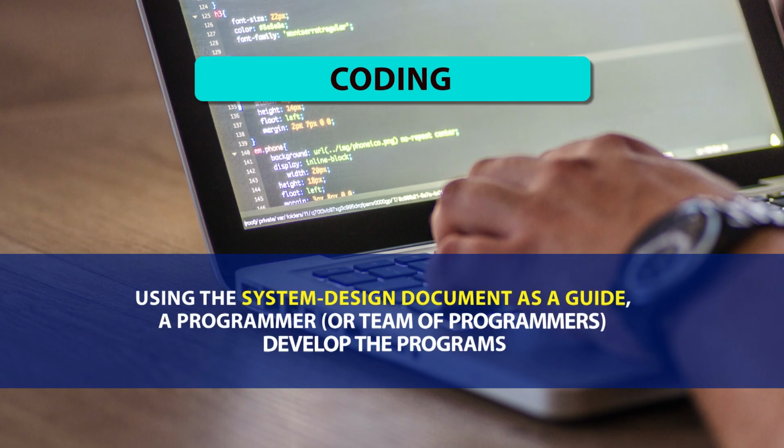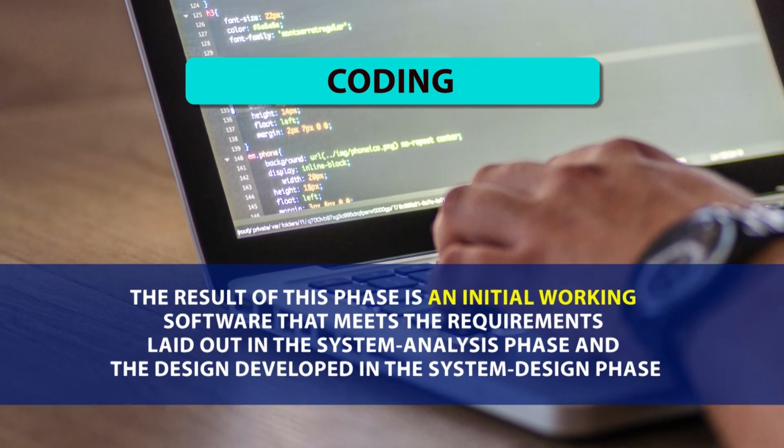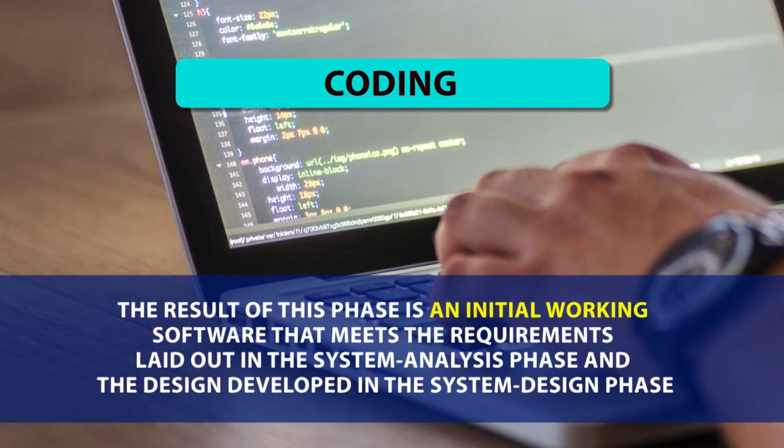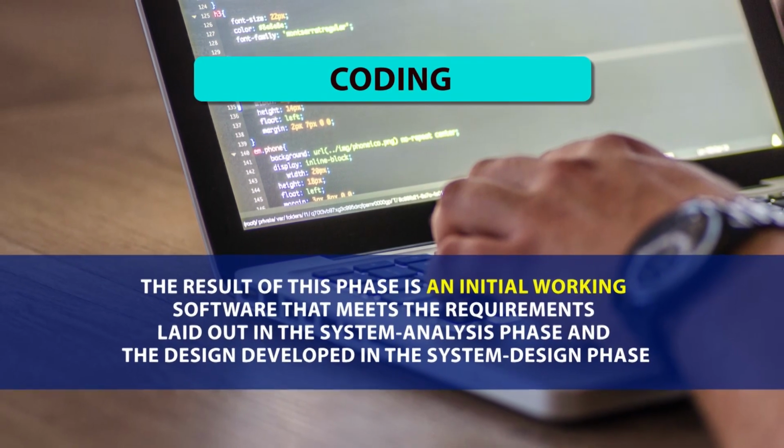Using the system design document as a guide, a programmer develops the programs, or else a team can develop the software. The result of this phase is an initial working software that meets the requirements laid out in the system analysis phase and the design developed in the system design phase.